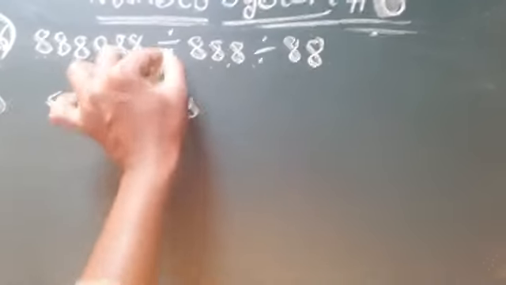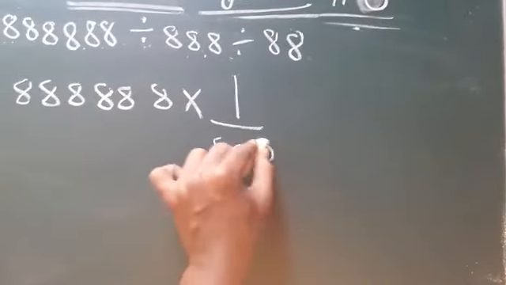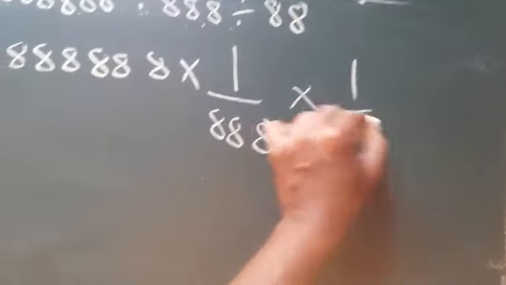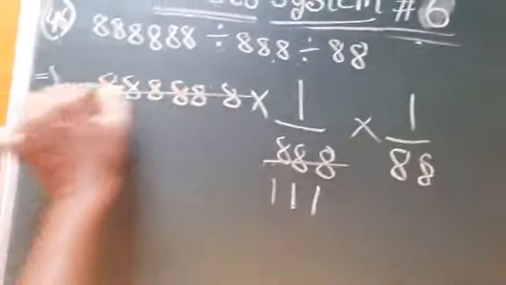Apply the same method. Replace the divided with multiplicand. It will become 888 and it will become 88. Cancel with 8. 8 1s are 8, 8 1s are 8, 8 1s are 8.